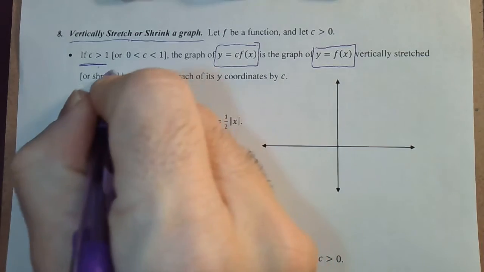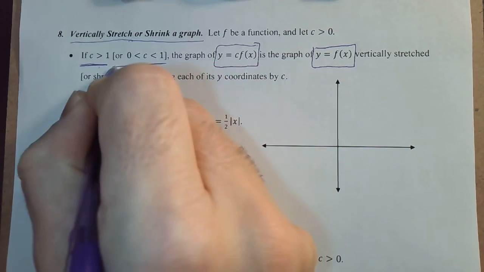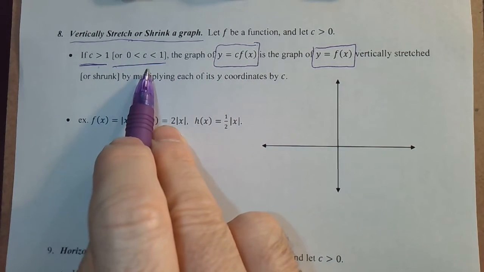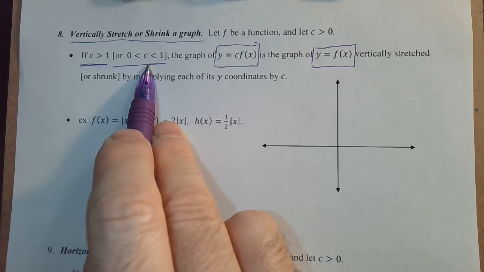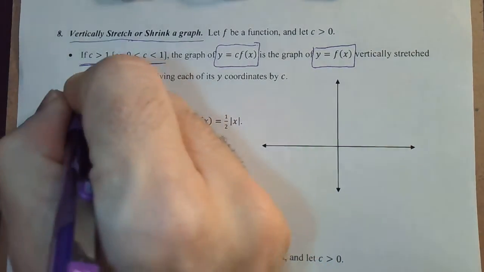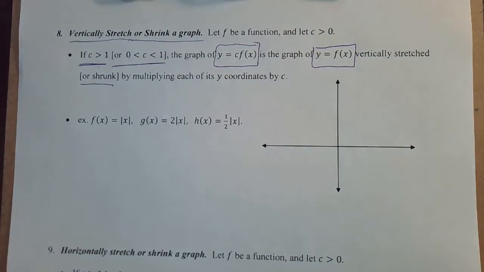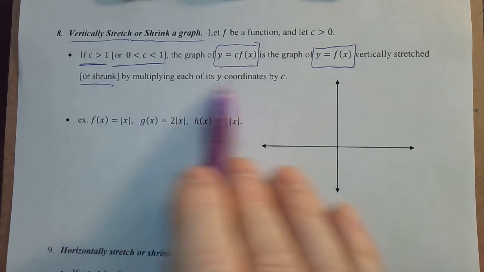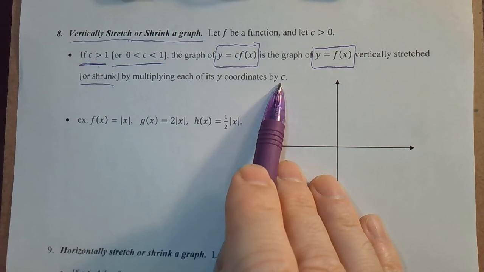And then if c is between 0 and 1, when you multiply a number by that, it is going to shrink it in magnitude. It'll make it smaller in magnitude. So that would be shrinking, because multiplying it by c actually makes it a smaller number.